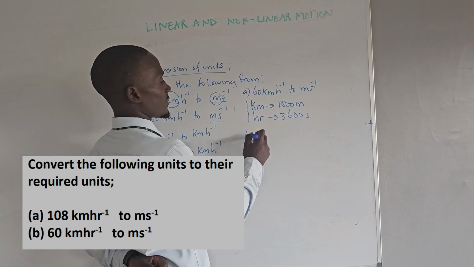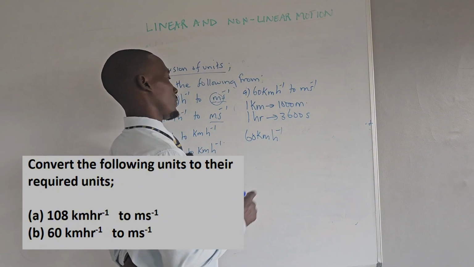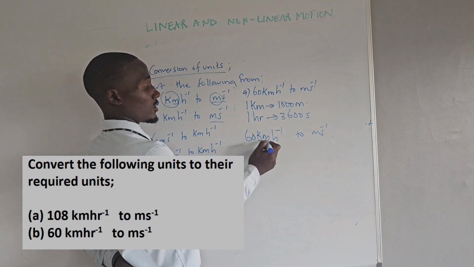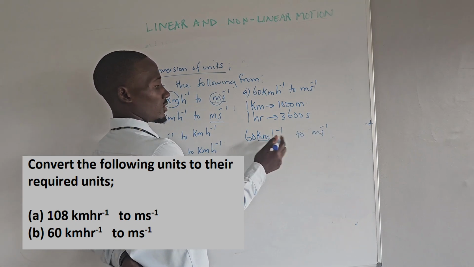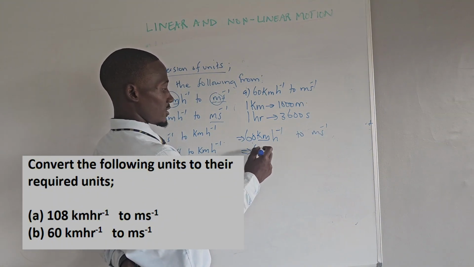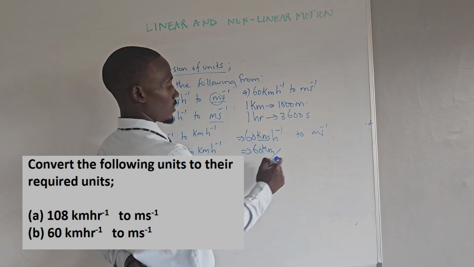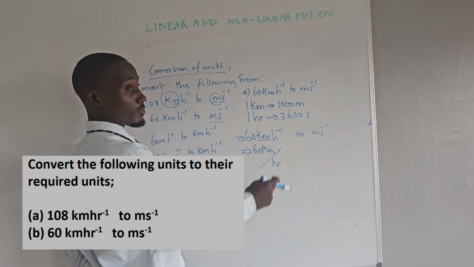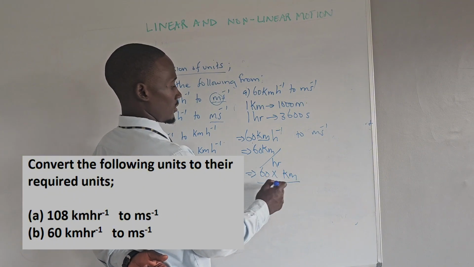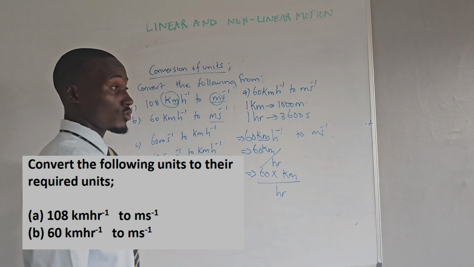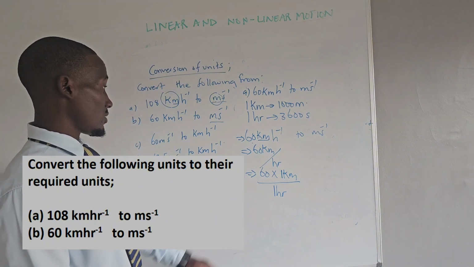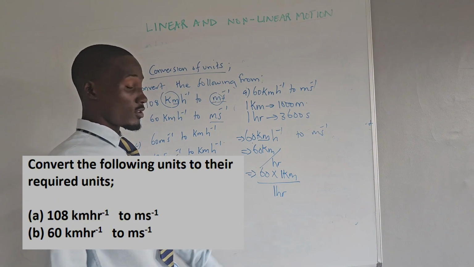Let's do another example. So we are converting 60 kilometers per hour to meters per second. It means whatever we are having here, kilometers we have to put meters, hours we have to put seconds. So this one can be safely written as 60 kilometers over hour. Per hour means divide by hour. This is the same as 60 times kilometer over hour. So we can attach a 1 here because it won't change anything. This is the same as 60 times 1 kilometer over 1 hour.